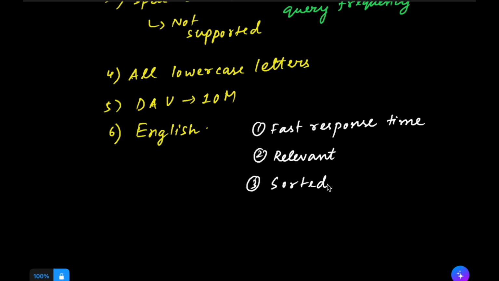And it should be sorted on the basis of frequency. Suppose I type TW, with this we can have Twitter, we can have something like Twilio. Twitter is more popular than Twilio, let's say, so Twitter should be first, and after that Twilio should appear, and so on.